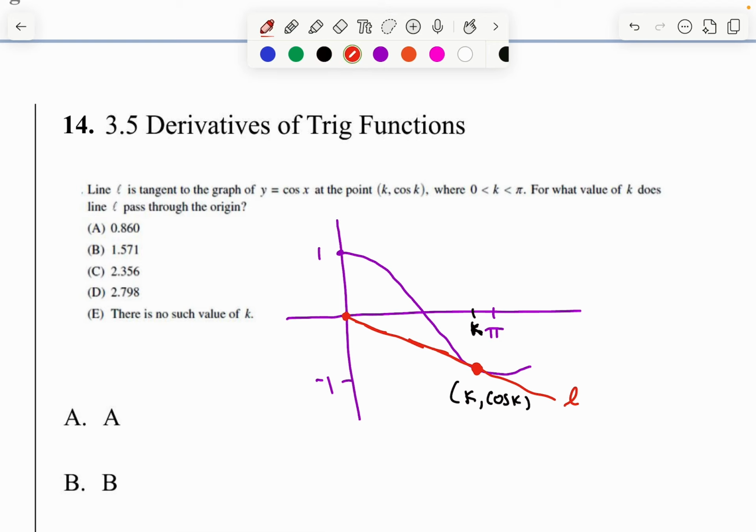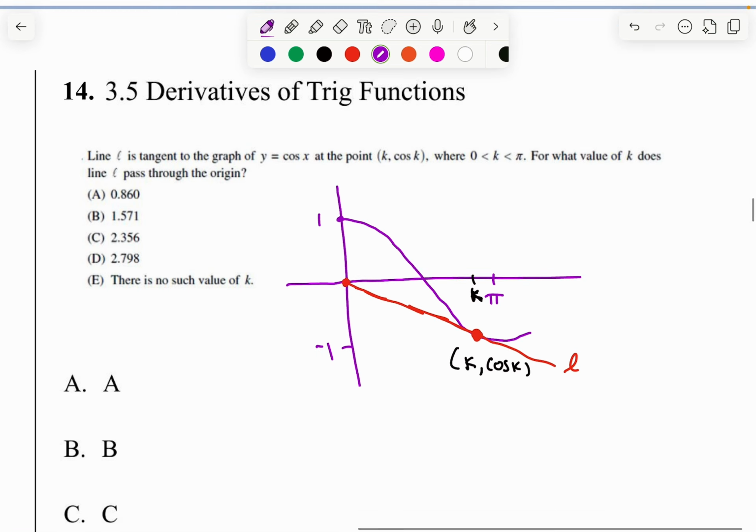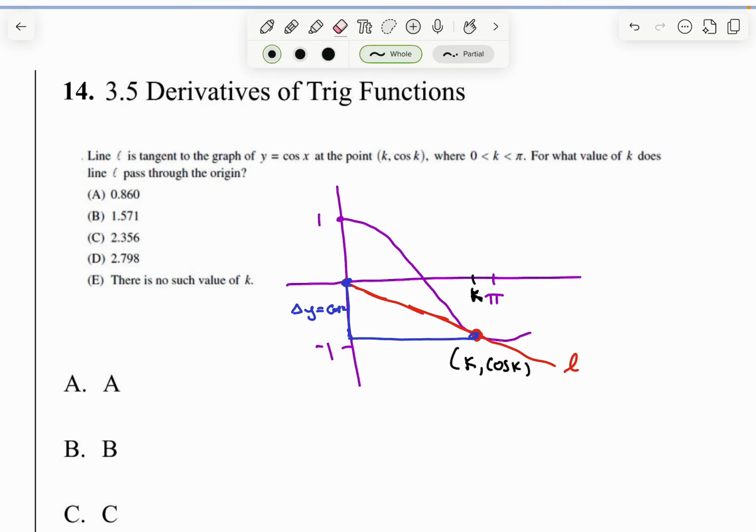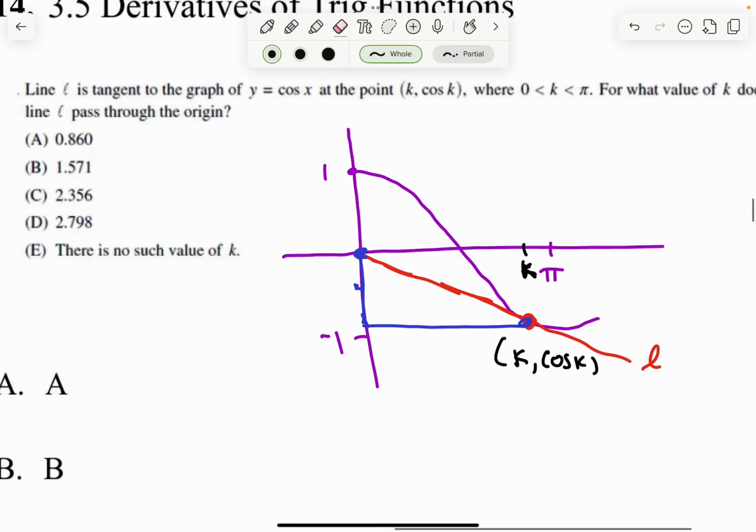So the trick to this problem is to notice two things. First is that I can write the equation of this line, and I know its slope. I can understand its slope in two ways. One way is, forget about calculus, I've got 2 points, so its slope is just good old rise over run, right? This change here is cosine of k.